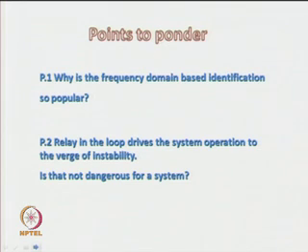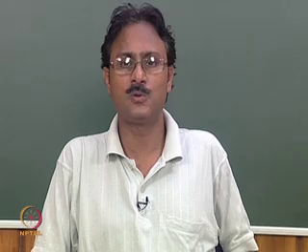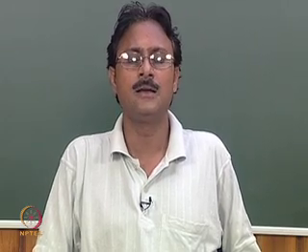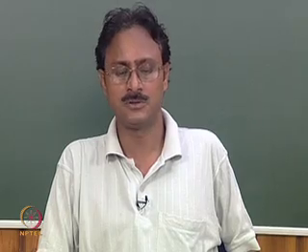The second point is, relay in the loop drives the system operation to the verge of instability. Is it not dangerous for a system? No. Relay ensures limit cycle output, sustained oscillatory output, unlike the earlier case where when the proportional gain is more than a certain value, the output may blow out. This is not the case with relay control system. Relay induces sustained oscillatory output.